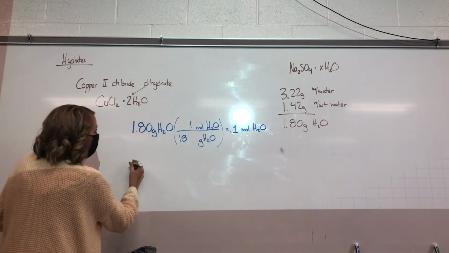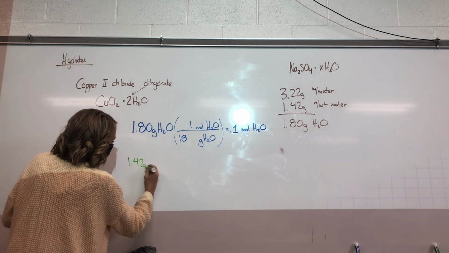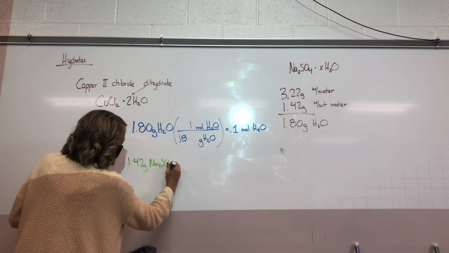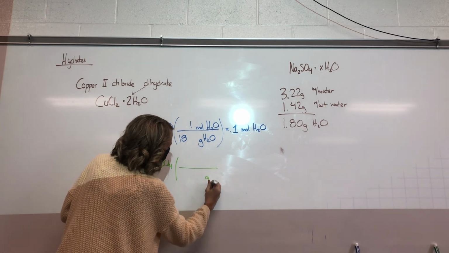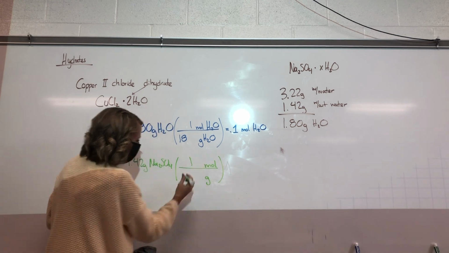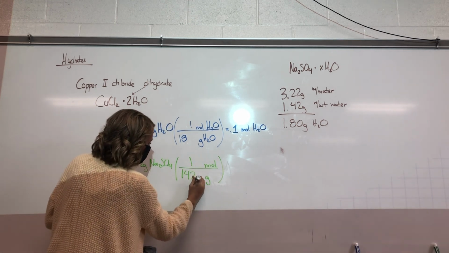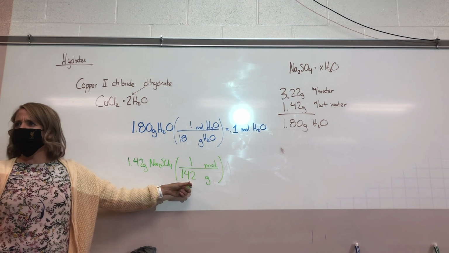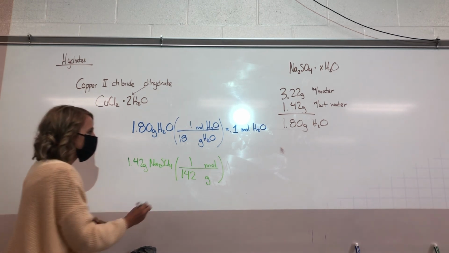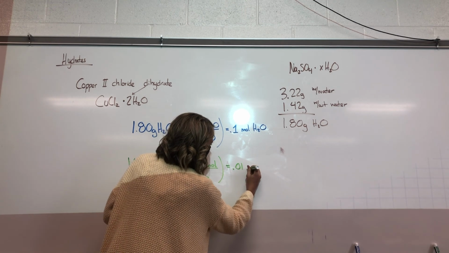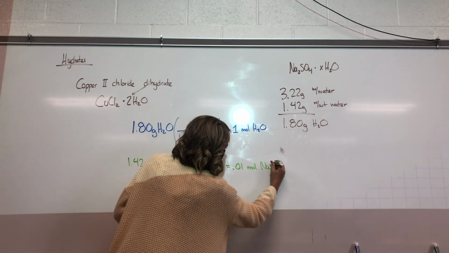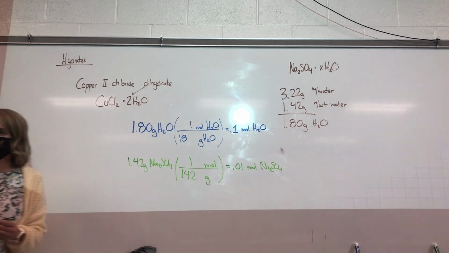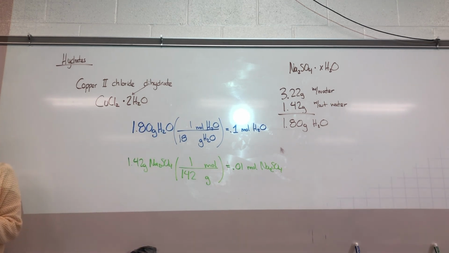Okay, so I'm going to take my 1.42 of my sodium sulfate and convert that into moles. Once again, it gives you the grams of 142. If it didn't give you that, once again, that's just the molar mass added up. So this one ends up being 0.01. So now we found how many moles of our substance. We found out how many moles of water we have.